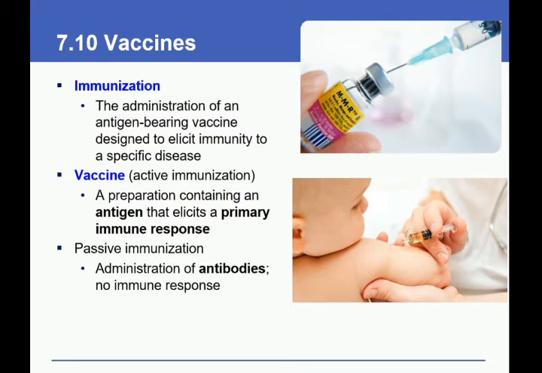Vaccines. Immunization is the administration of an antigen-bearing vaccine designed to elicit immunity to a specific disease. A vaccine is what's called active immunization. It is a preparation containing an antigen that elicits a primary immune response, meaning you are injected with a weakened virus, weakened bacteria, or weakened antigen, so that your body will overcome it and be protected from that disease forever.